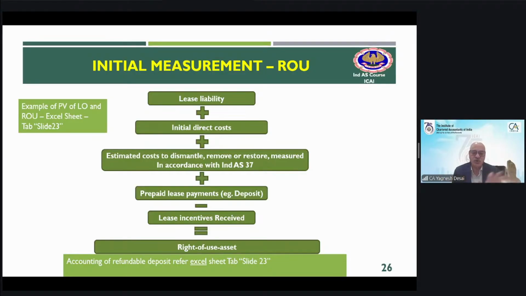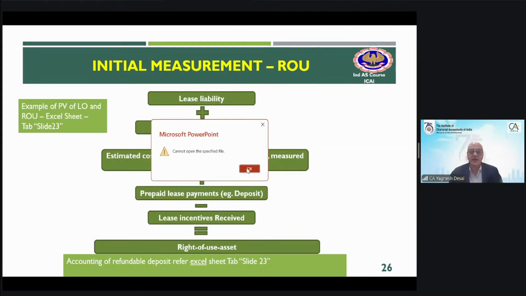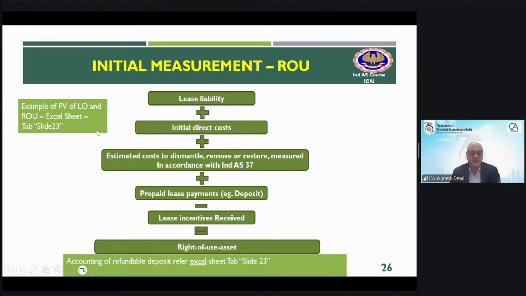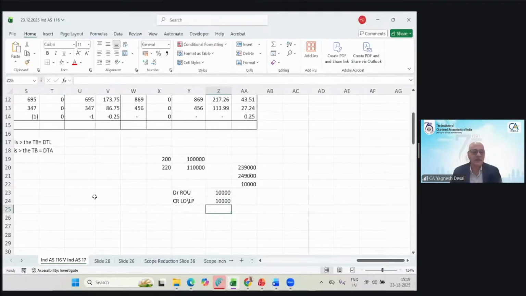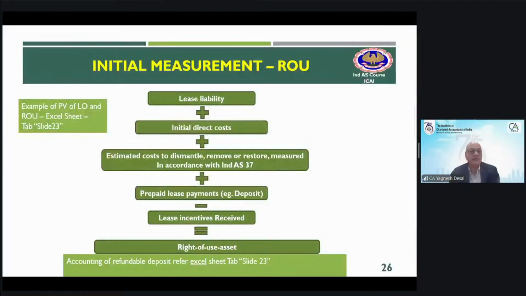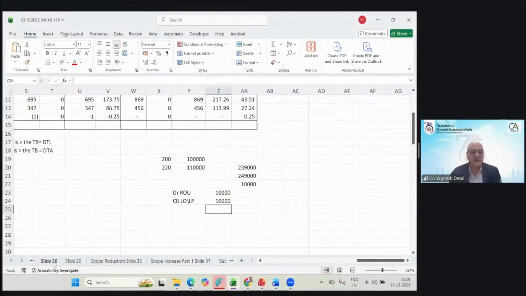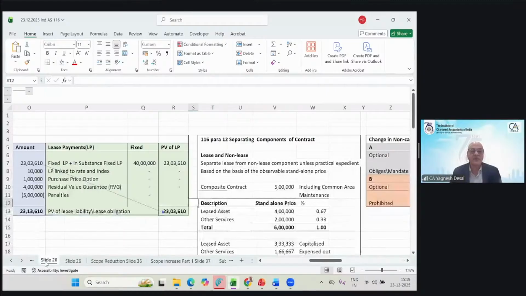Computer G, let's go to this Excel file, which will give the complete example of this. Okay. So here, just 1 minute, please. Slide number 23. Okay.